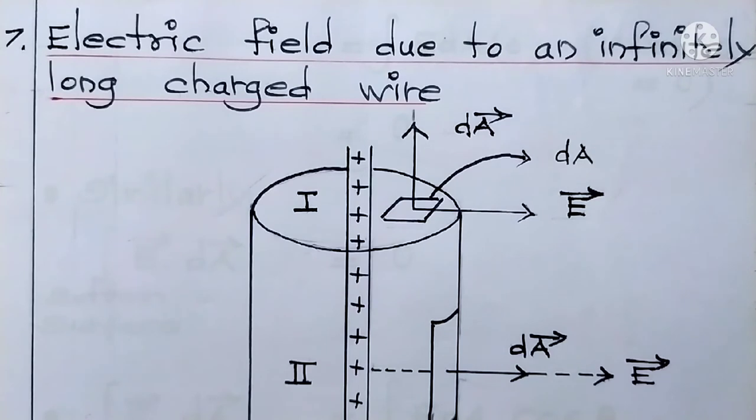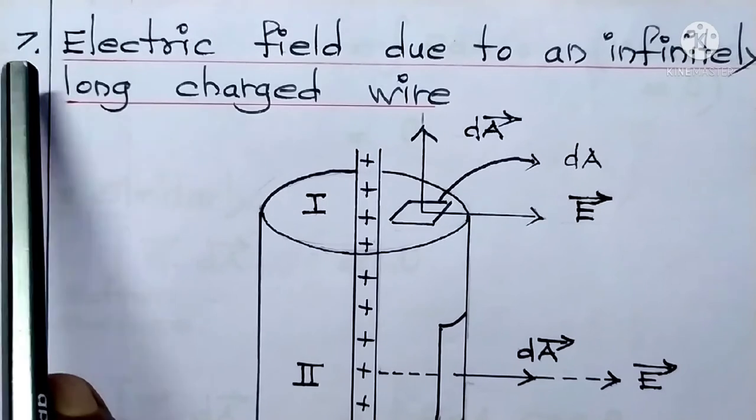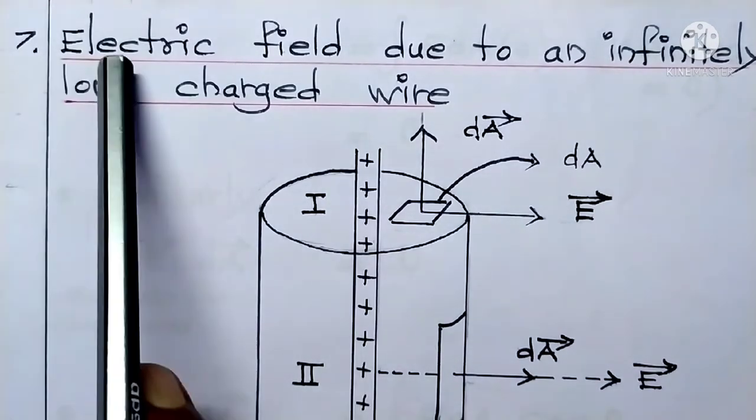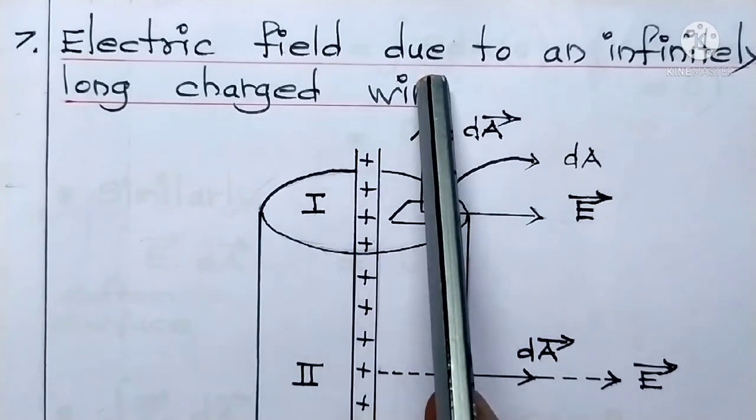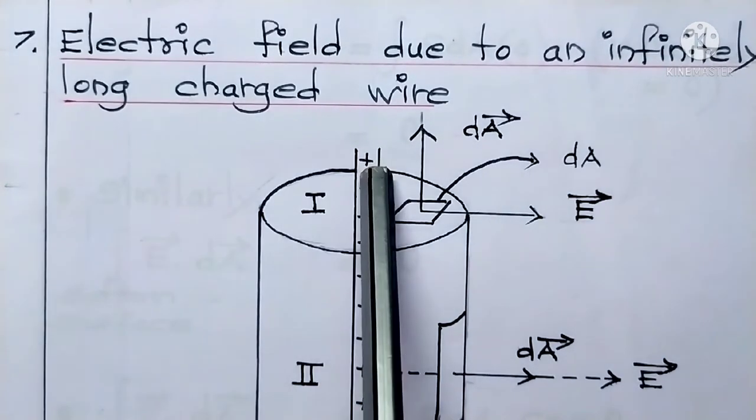In this video, today we are going to see the 7th derivation of Class 12 Physics, Lesson 1 Electrostatics. Come on, let us move on to see the derivation. Derivation number 7. Actually, this is part 7 of this video series. Electric field due to an infinitely long charged wire.